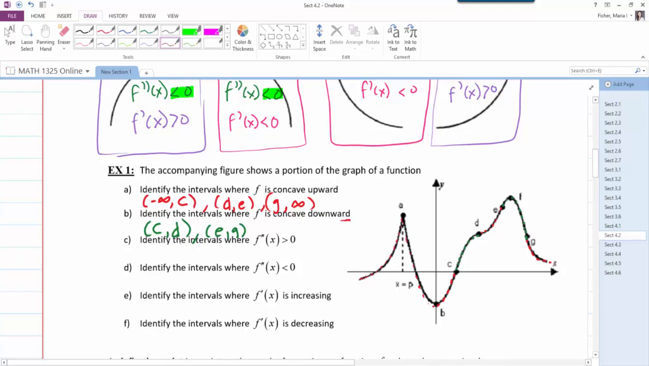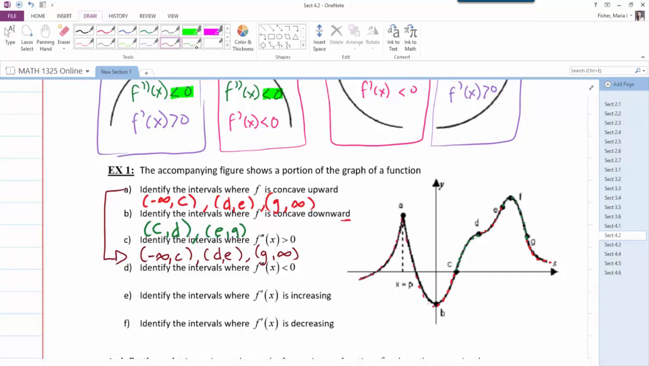Now part C is asking us to identify the intervals where the second derivative is greater than 0. Well, that's asking us to figure out where we're concave up. Well, that's going to be again from negative infinity to C, and then also D to E, and then finally from G to infinity.